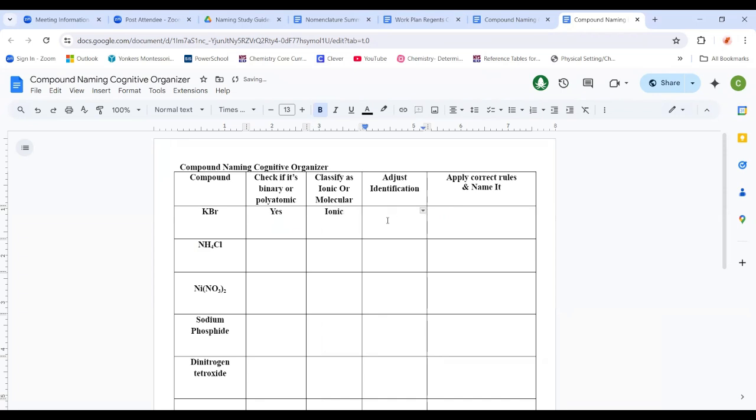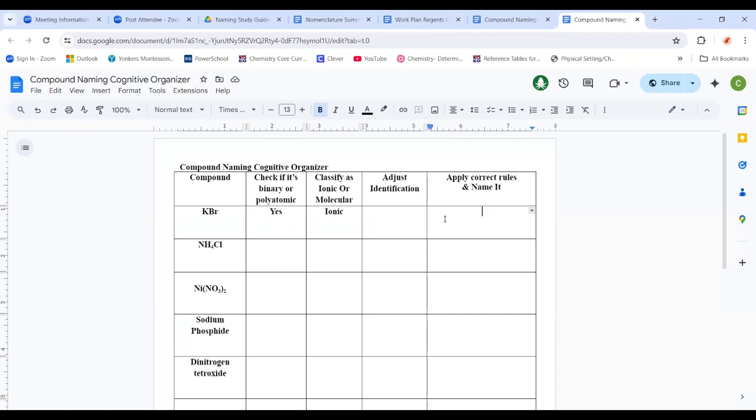So do I need to adjust my identification based off of what I figured out? No, right? If at first I check to see if it's polyatomic and I don't see any polyatomics, I don't usually need to adjust my identification. So I'm good. Okay, now how do I apply the correct rules and name it?